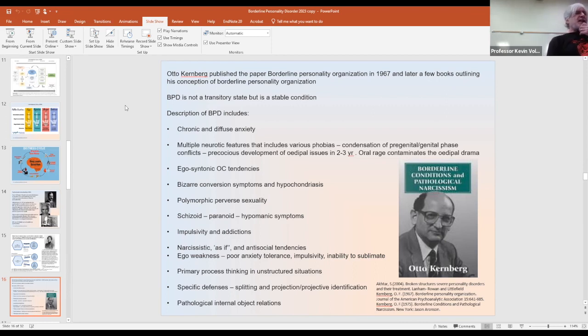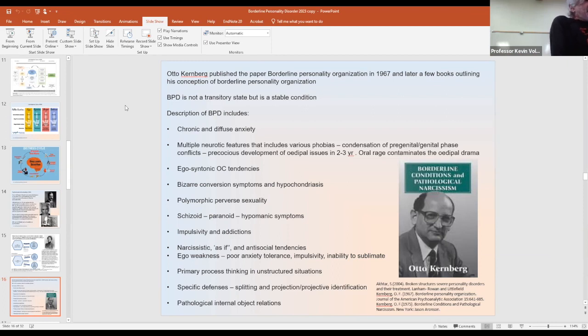They can have a narcissistic as-if personality and antisocial tendencies. Remember, the as-if personality is the kind of personality where, whatever you want them to be, they will manifest that for you and show you that, right? But there's nothing underneath it. Ego weakness, poor anxiety tolerance, impulsivity, inability to sublimate. In other words, inability to plan for the future, to take whatever their urges are now and transmute those into things that are constructive. That means they often have trouble at work or in school.